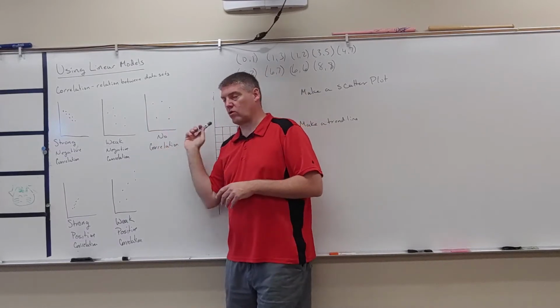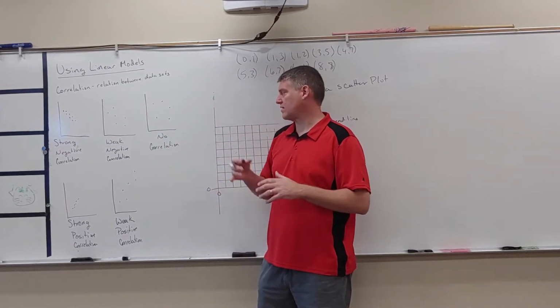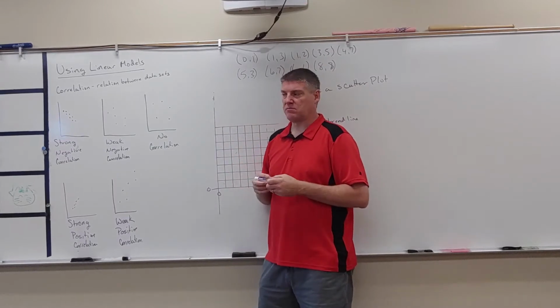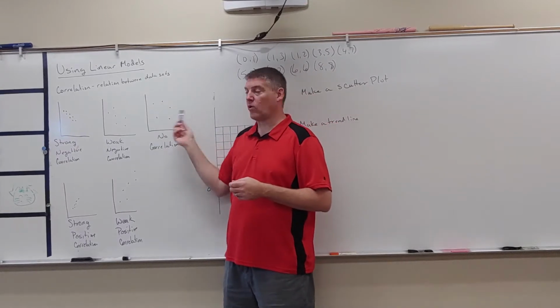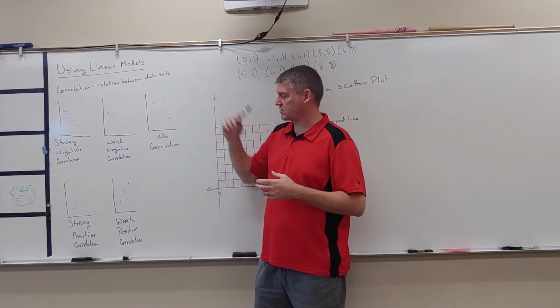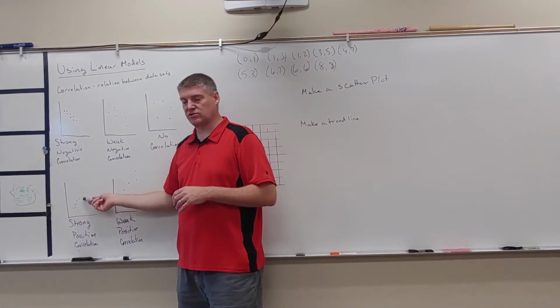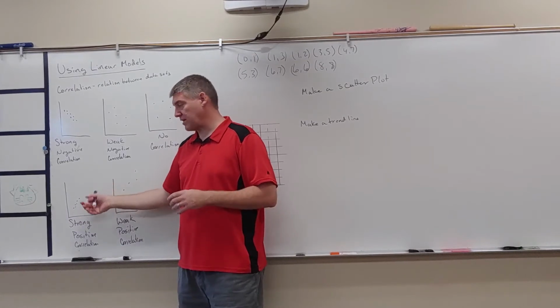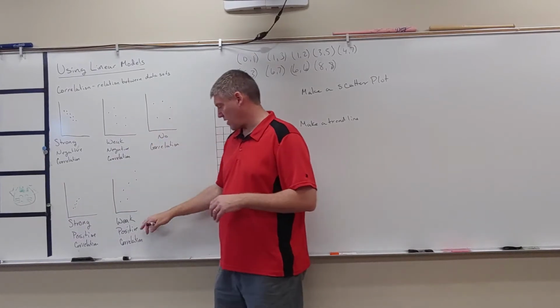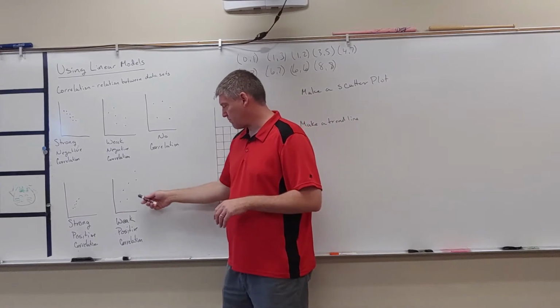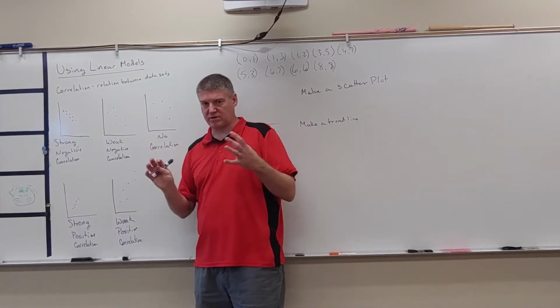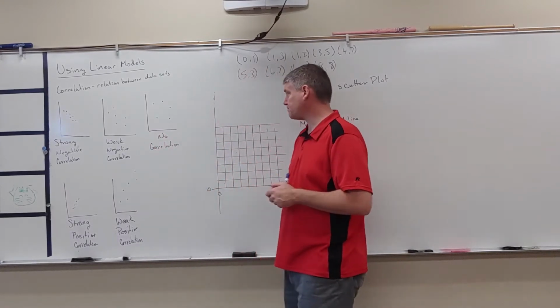And then we have no correlation. No correlation means that there isn't any relation between the data points. It almost looks like a circle. We have strong positive correlation, so the values are compact together. They're rising to the right. We have a weak positive correlation. They're still rising to the right, but they're not as closely compact.